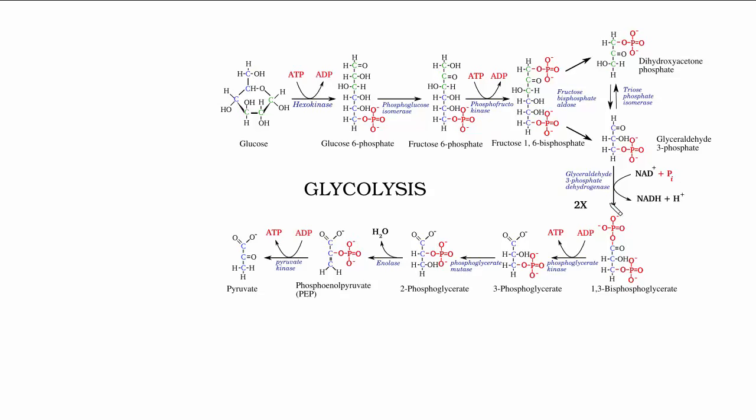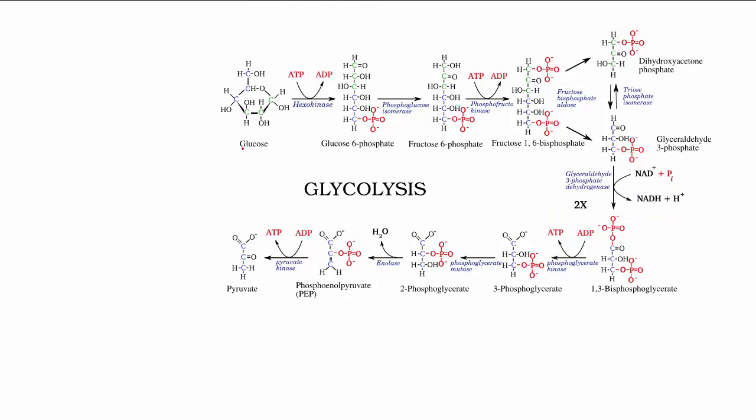We have the phosphate group added on, and we just continue down the pathway. But of course, we're producing the ATP there. We're getting our pyruvate, and we're getting our NADH right there. And that's the way it goes. All right, so there's glycolysis for you.